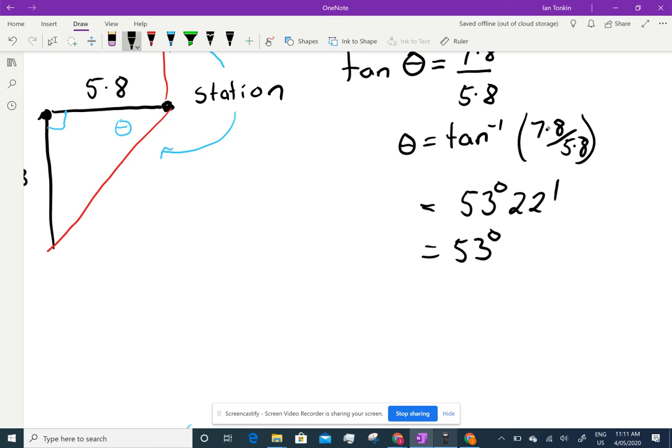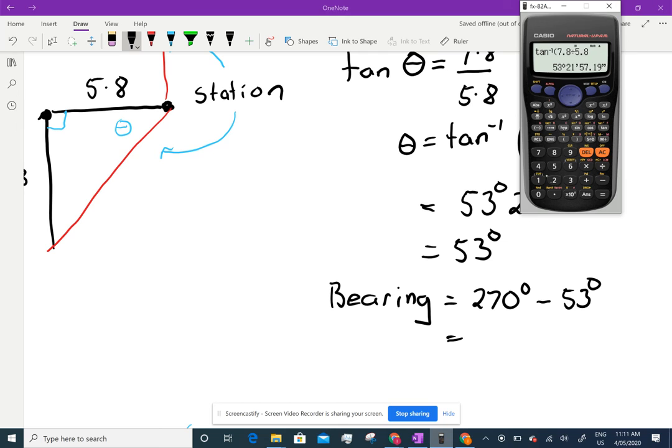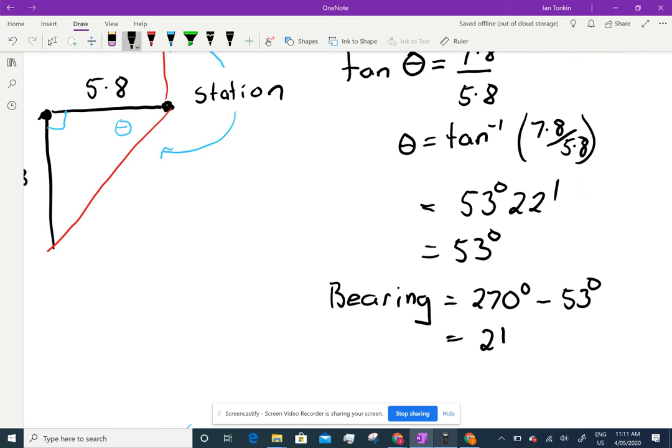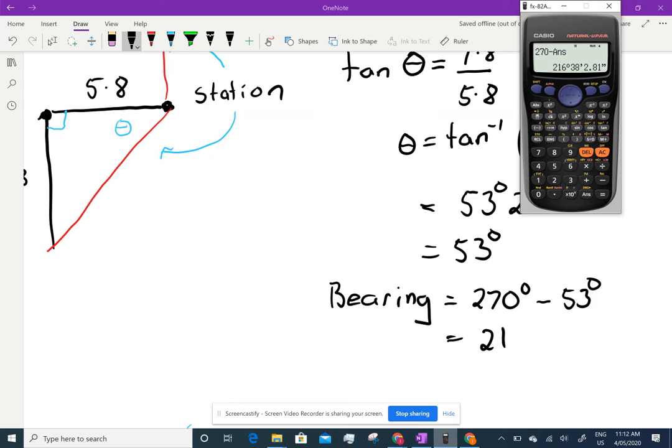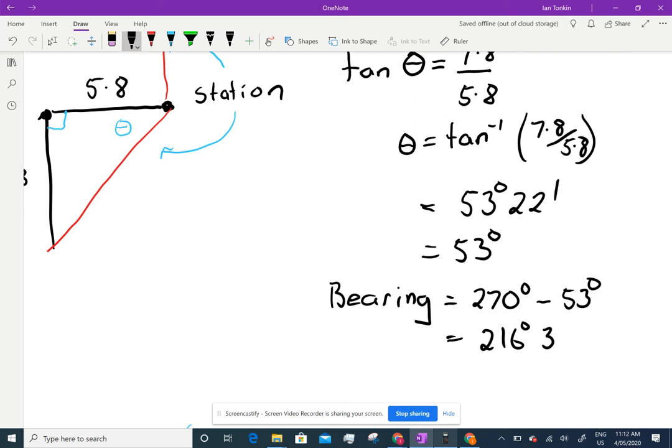Now, the bearing is 270 degrees minus 53 degrees. So I'm going to go 270 minus my answer. And that gives me 216 degrees and 38 minutes, which is 217 degrees. And that's the correct answer.